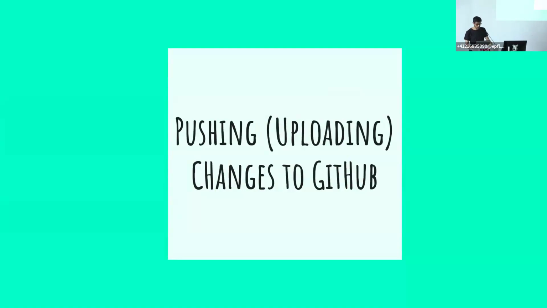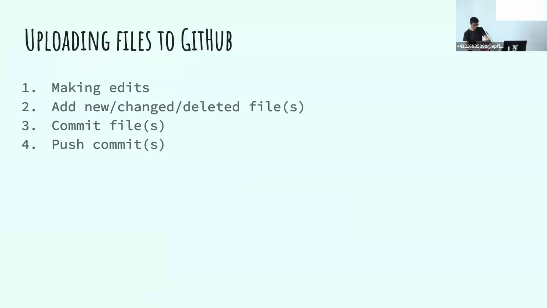Okay, so how do we now push changes? That's the Git terminology for essentially uploading or sharing these changes to a remote repository. So the general workflow is you'll make some edits to your files. You're going to add new, changed, or deleted files that you want to eventually push. You'll commit them, so kind of stage them to be able to then upload them. And the last step is to push. You can push one commit or multiple commits, but each of these commits ideally describes a unique change. So that's the workflow more or less.